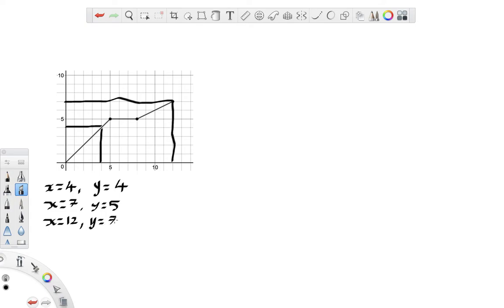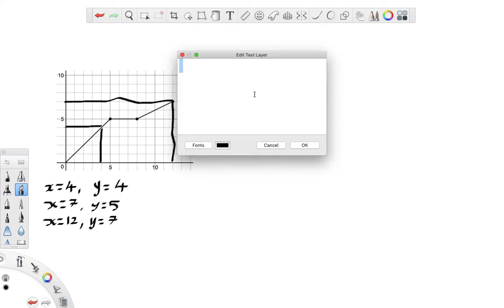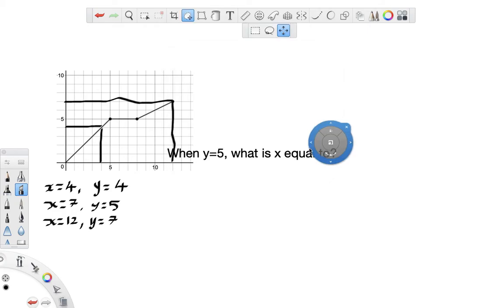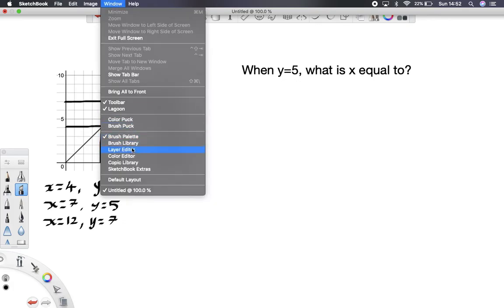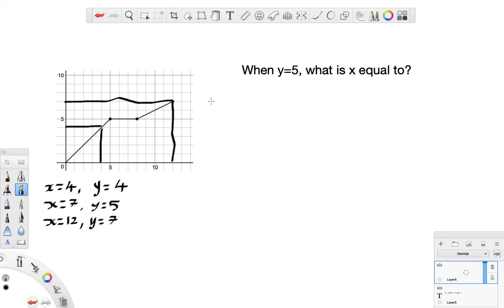Okay. So as we know, we can reverse the process. We could take our y values and find out what x is. However, instead here, I am going to pose the question. So I'm just going to type this out actually. When y is equal to 5, what is x equal to? So when y is equal to 5, what is x equal to? Well, we'd find y is equal to 5 on our graph.